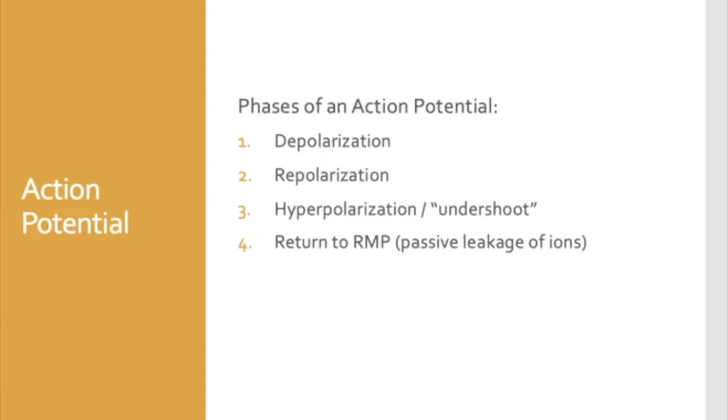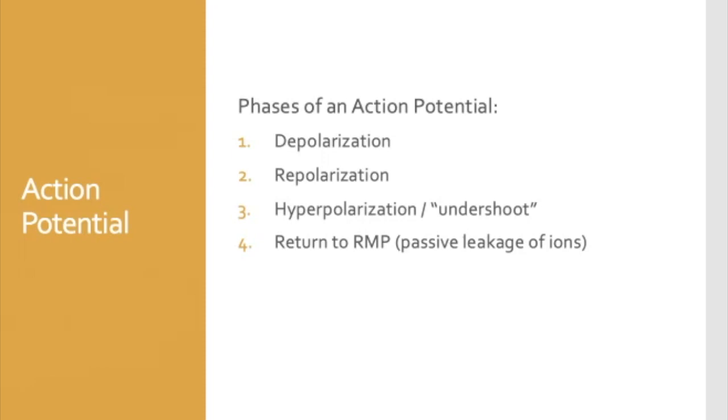Depolarization is going to make the inside of the cell more positive or less negative. That means that the resting membrane potential, which is approximately minus 60 millivolts, is going to become more positive very quickly. It's going to go from minus 60 to minus 40 to minus 20 to 0 to plus 10, plus 30, plus 40, and so on. That's depolarization. Membrane potential becomes more positive.